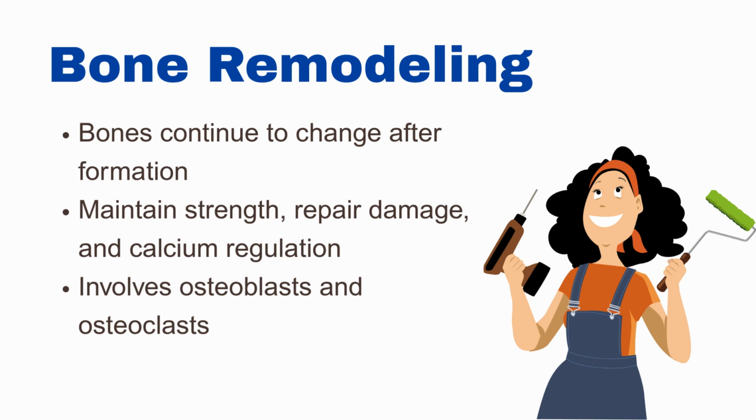We've just learned how bones form during development. Although bones are solid, long-lasting structures, they do not stay the same. After ossification, bones are continuously shaped and repaired through a process called bone remodeling. Bone remodeling allows bones to maintain strength, repair microdamage, and help regulate calcium levels in the body. Bone remodeling involves both osteoblasts, which build bone, and osteoclasts, which break down bone. Let's take a look at how this all works.